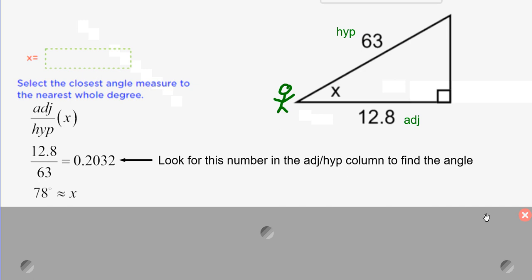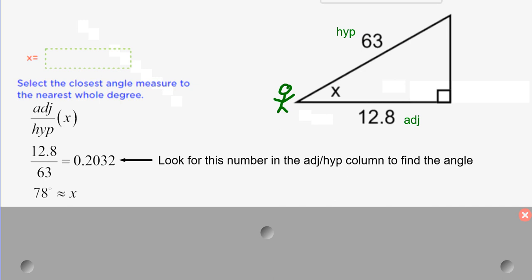And remember, the table goes from 0 to about 45 on one side and then 46 to 90 on the other. So if you don't see it in one half of the table, make sure you look in the other half to answer your question. So again, when you're looking for the angle measurement, you're going to get the decimal ratio from the sides. That's what you're looking to match to find the angle measurement.